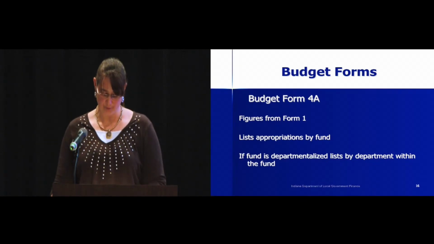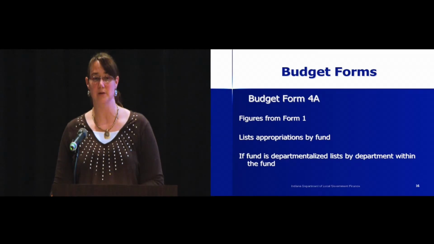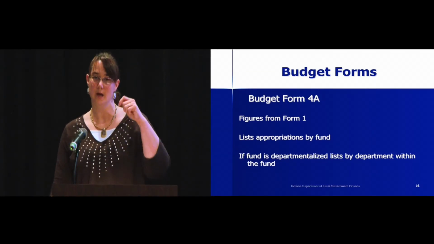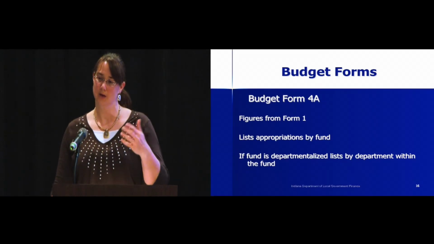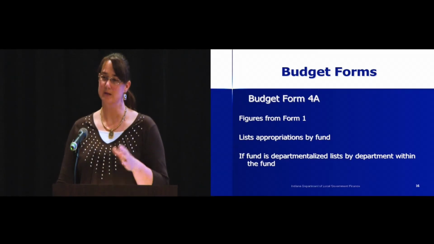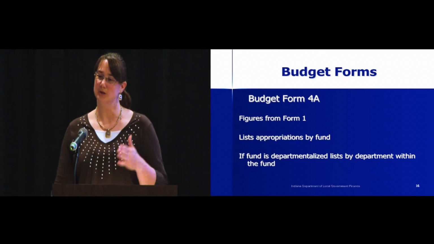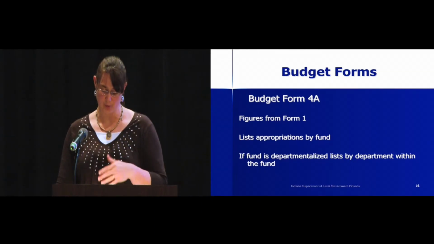You will have a Form 4A for each fund. If it's departmentalized within Gateway, you will use the little drop-down box and choose your department, put the information in, and it will total it up at the bottom for that fund. Column 2 is the adoption column. This should match the adoption column in Form 1.